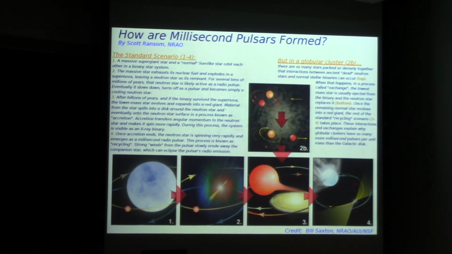When this happens, in a process called exchange, the lowest mass star is usually ejected from the binary and the neutron star replaces it. So it's kind of like the neutron star is this obnoxious person that takes away your dance partner, right? And kills it.